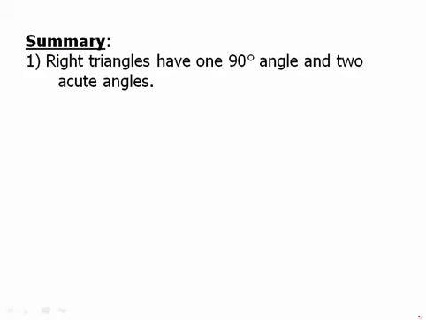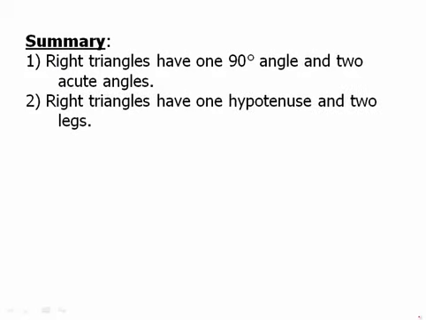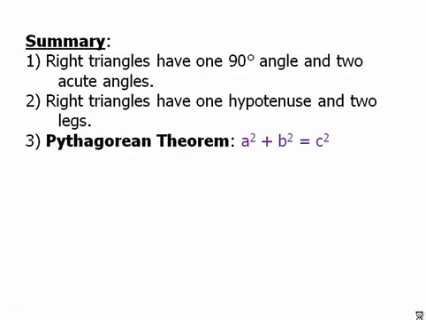In summary, right triangles have one 90-degree angle and two acute angles. Right triangles always have one hypotenuse, the longest side, and the two legs. The legs are the sides that touch the right angle. The Pythagorean theorem tells us that a squared plus b squared equals c squared. That's only true for right triangles, and in fact if we know it's a right triangle we can use that formula, and if the formula is true we can deduce that we have a right angle. It works both ways. We'll be making extensive use of this theorem in the remaining geometry videos.